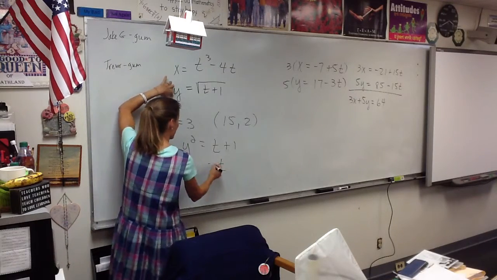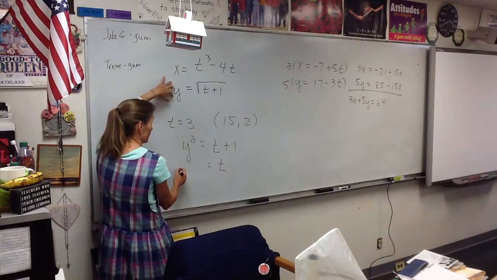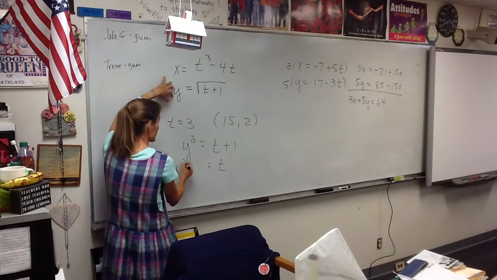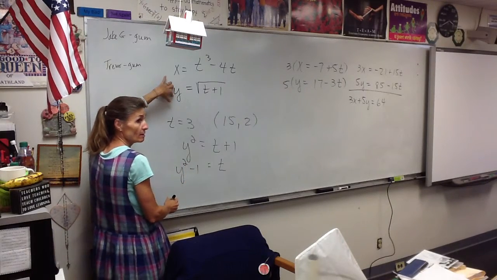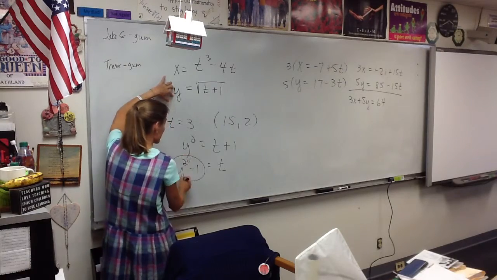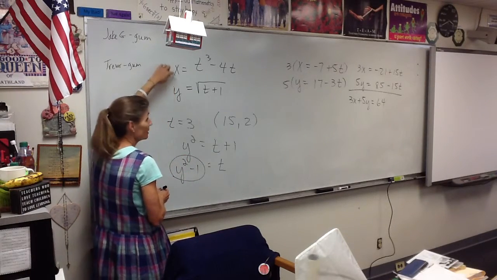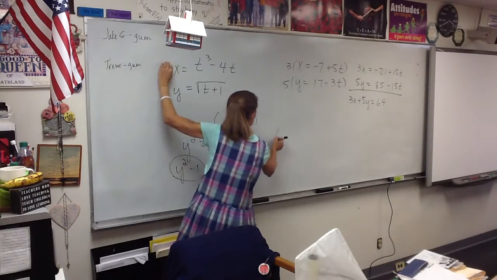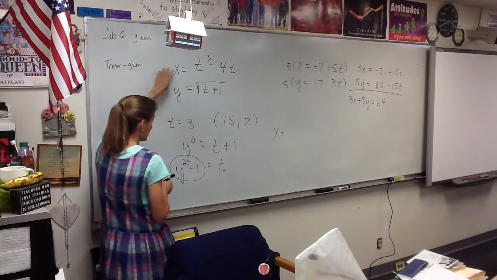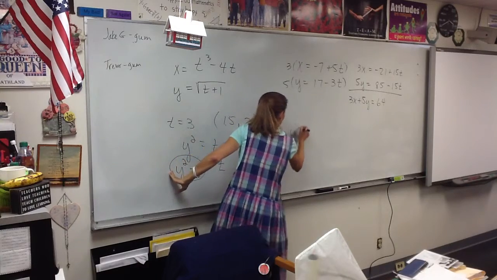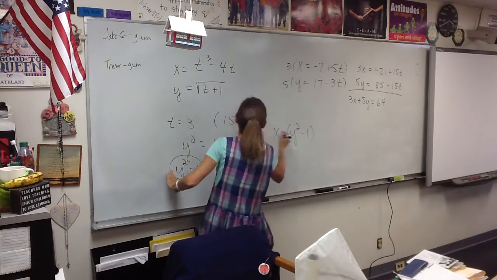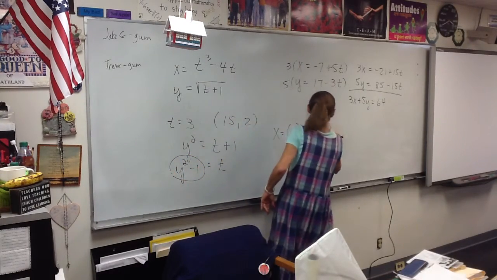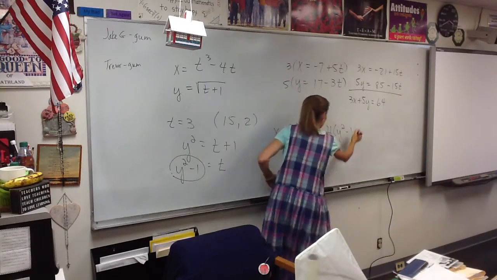What's t equal? Y squared minus 1. Now what do you think I'm going to do with this y squared minus 1? I'm going to plug it in right here. So what will x equal? X will equal y squared minus 1 cubed minus 4 times y squared minus 1.